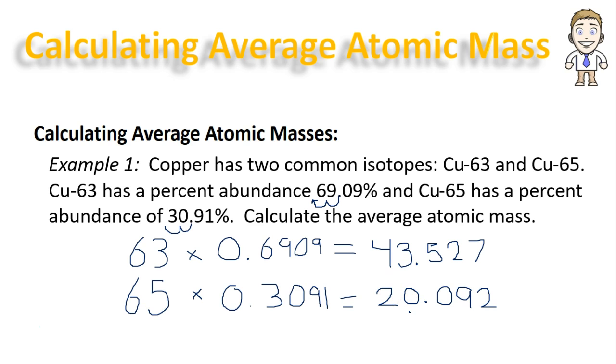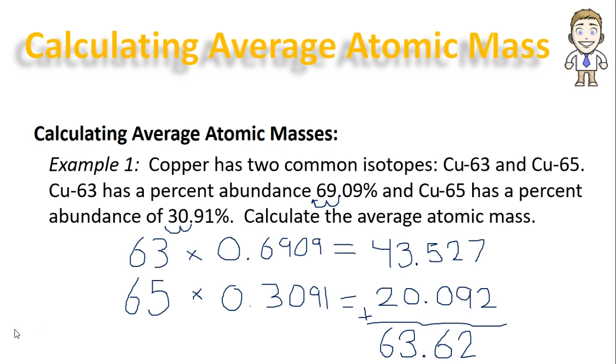Now there's one final step, and that's the benefit of writing these in the lines the way I've shown you. You take the answers from the multiplication, draw a big line beneath them, and get the final average by adding all of those numbers together. And in this example, after you add those two numbers, you get 63.62. That is the final answer and is the average atomic mass of copper.